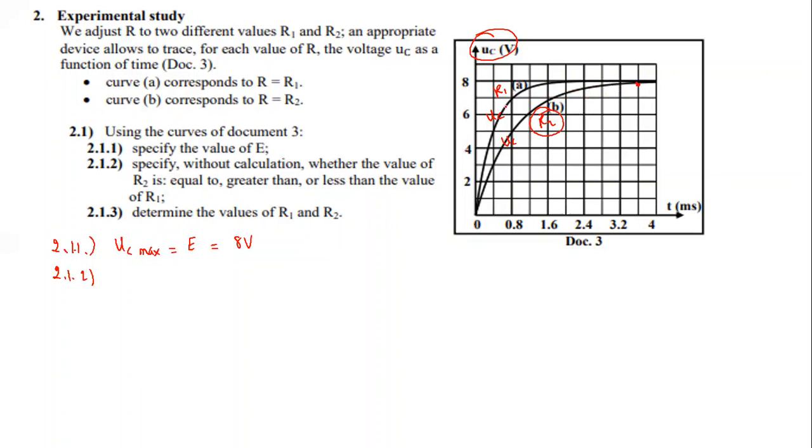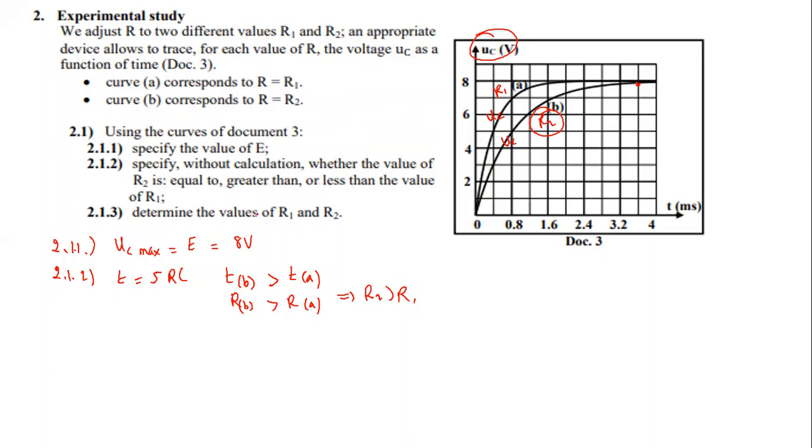So here we already said that in order to become fully charged, T equals 5RC. And we notice that T to become fully charged for curve B is higher than T for curve A. It took more time to become fully charged. Which means, since we know that T and R are directly proportional, that R for figure B is bigger than R for figure A, and that of figure B is R2, which means that R2 is bigger than R1. So this is for the part without calculation.